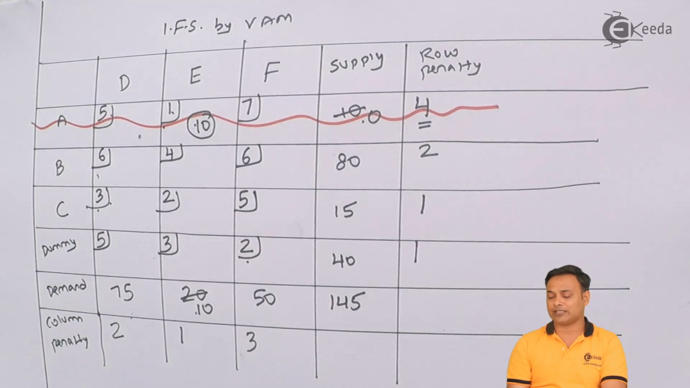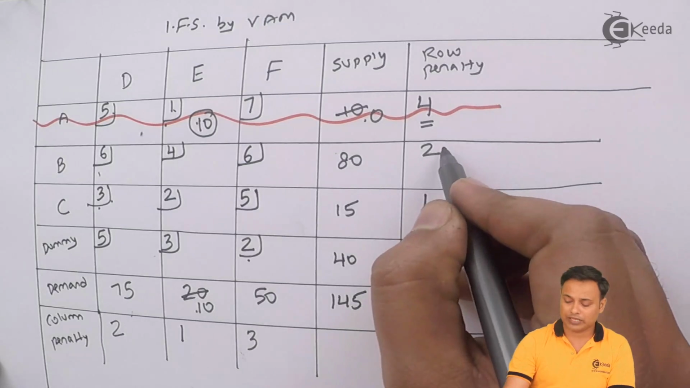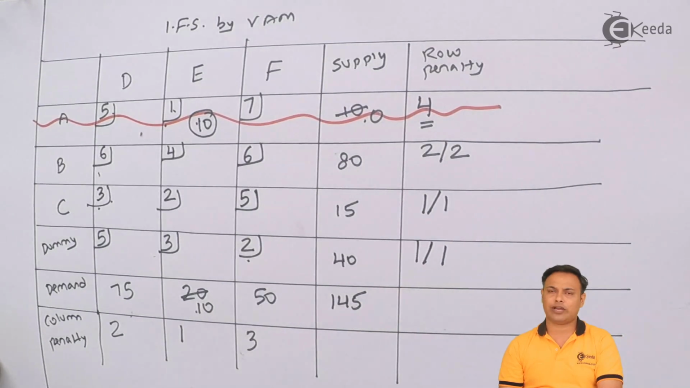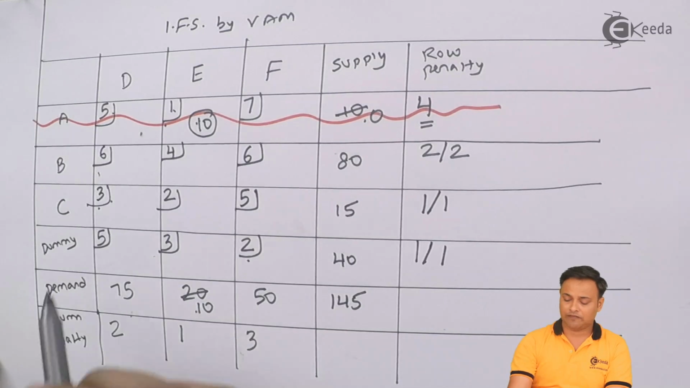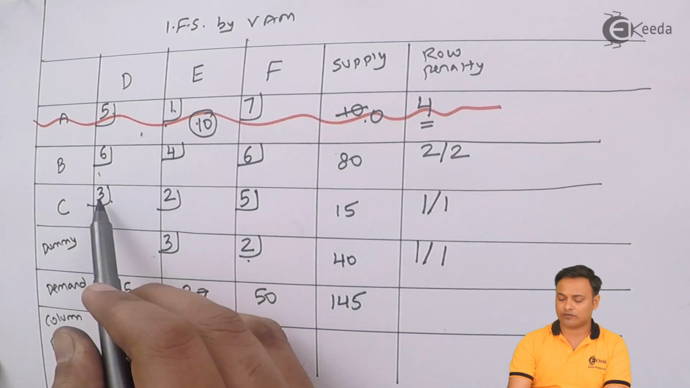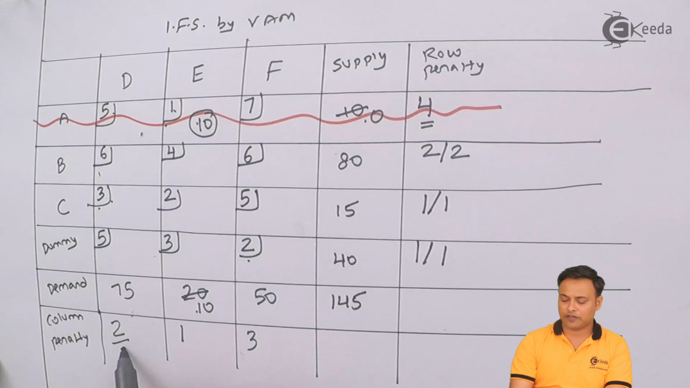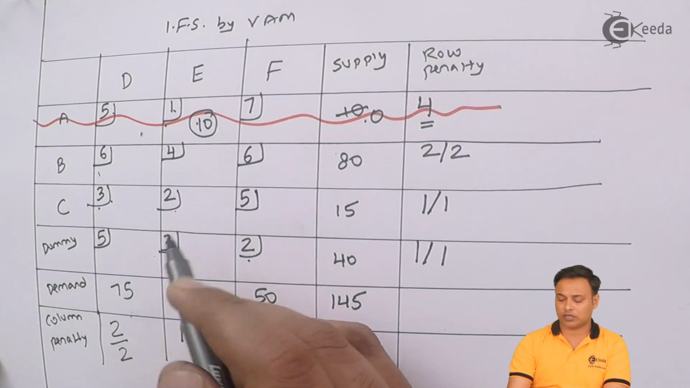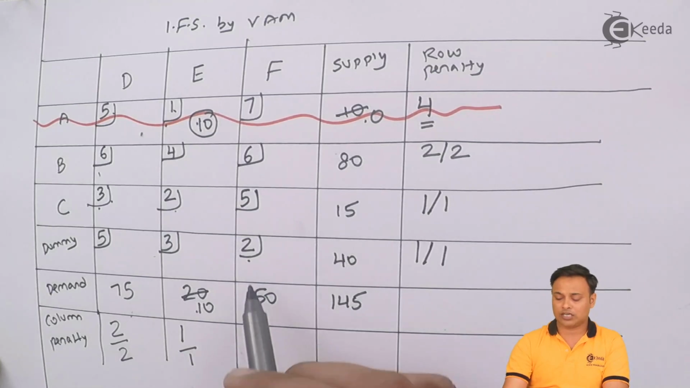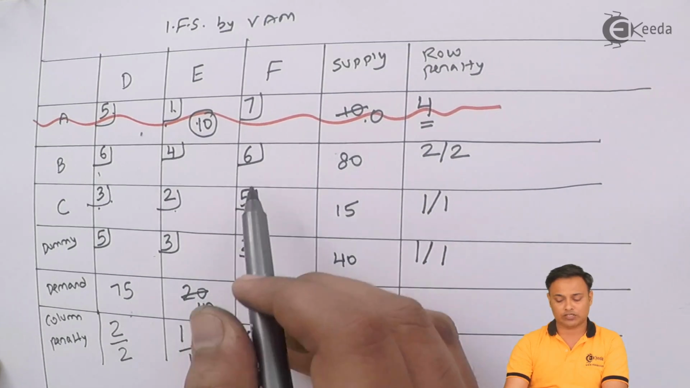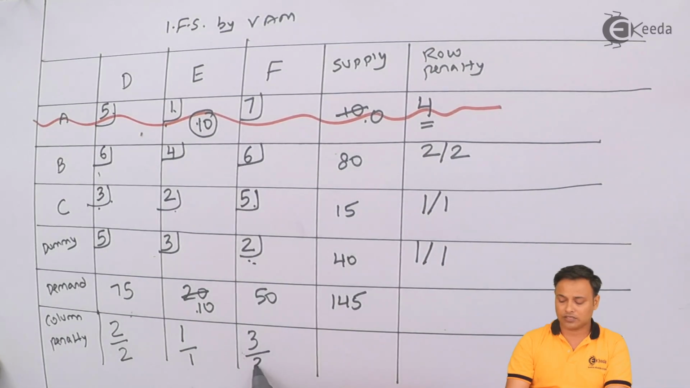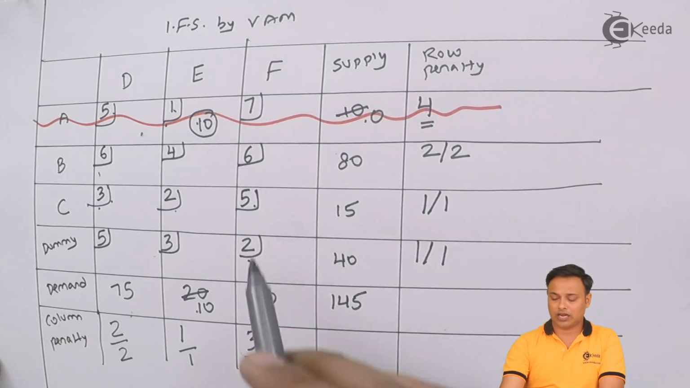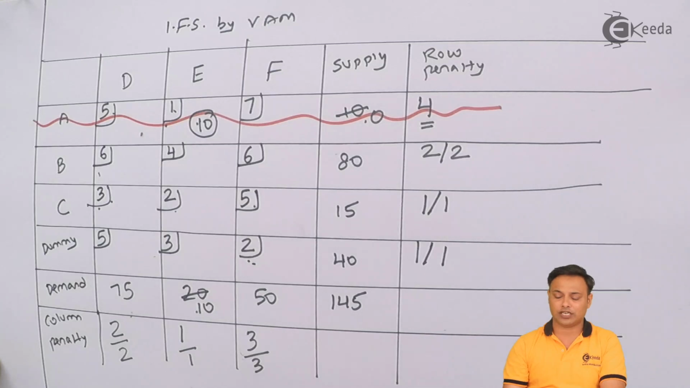Since a row has been cancelled, our row penalties will remain same, and we need to recalculate the column penalties. In the first column, I have got lowest cost of 3, next lowest is 5, difference is 2. In the second column, I have got the lowest cost of 2, next lowest is 3, difference is 1. In the third column, my lowest cost is 2 and the next lowest is 5, difference is 3. So we have got a highest penalty of 3 in the last column after the second stage.